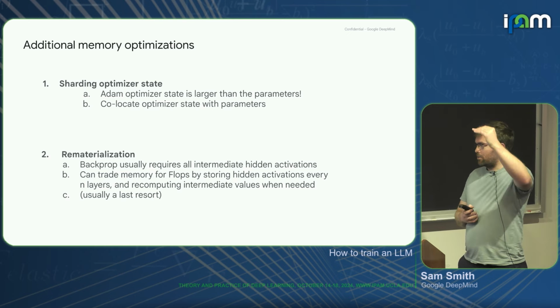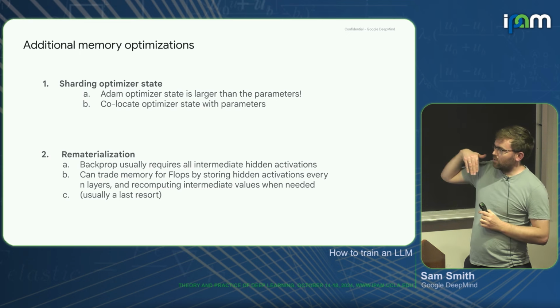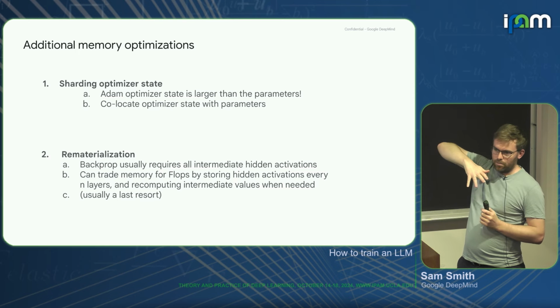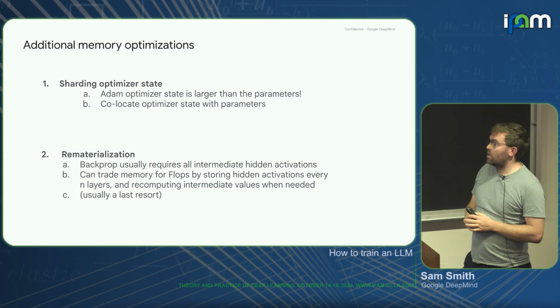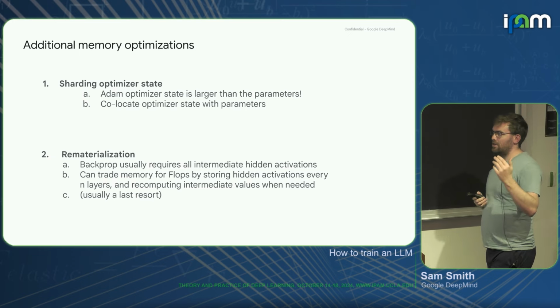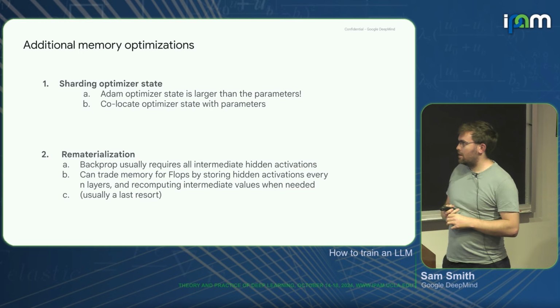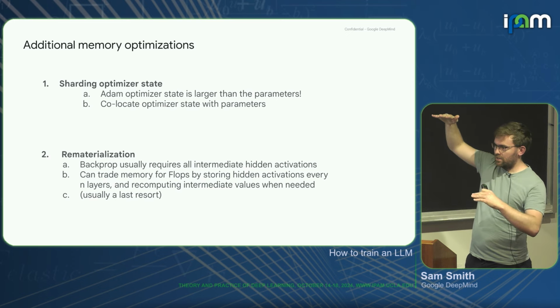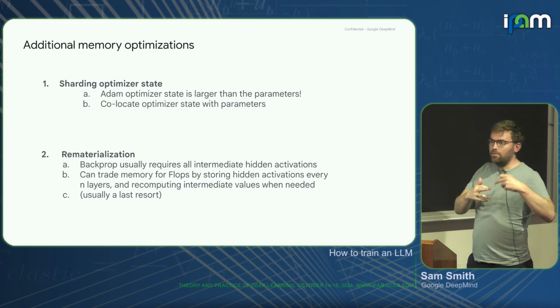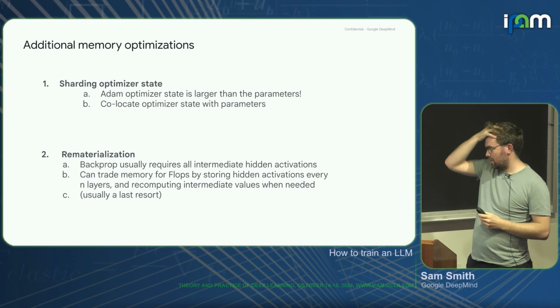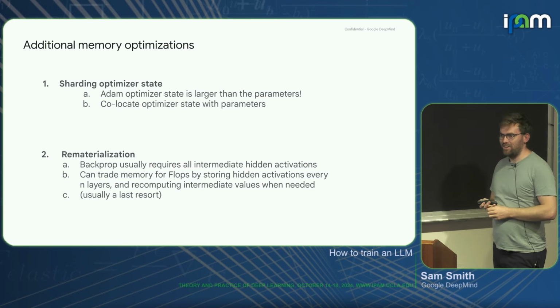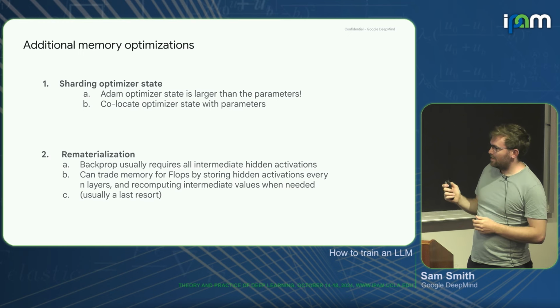When you run backprop, that's generally going to require you to store every intermediate hidden activation, so that you can perform the backward pass. But one thing you can do, if you're slightly short on memory, is trade memory for flops by discarding most of those hidden activations and only storing the hidden activations every n layers. Then in the backward pass, you repeatedly recompute the missing components. This is a last resort trick if you have a deadline and you just need to get it to fit and train.